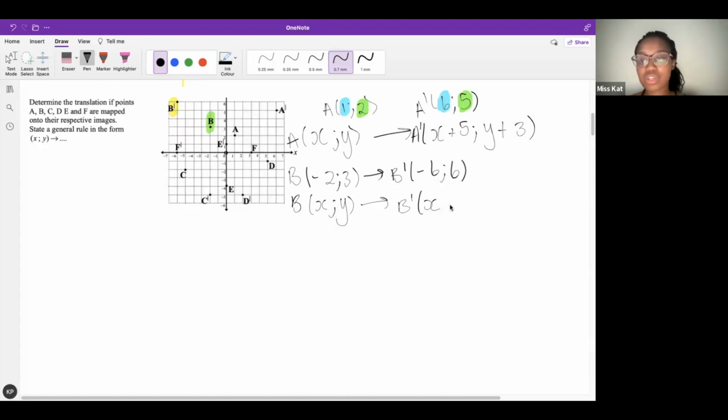So you take the original x and subtract 4. And for my y, if I start from 3 to 6, am I going up or down? We're going up. How many?